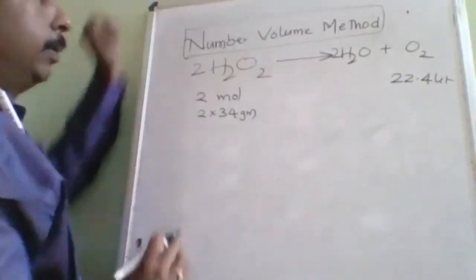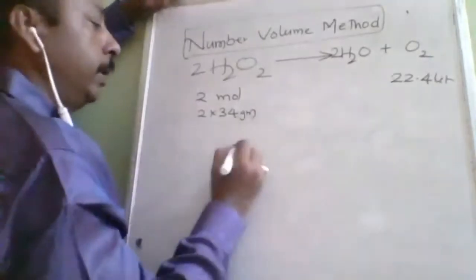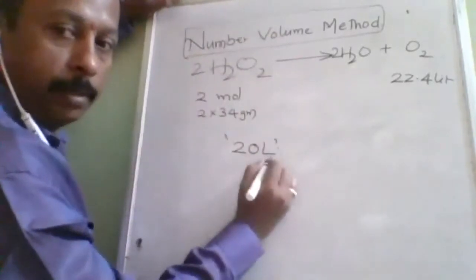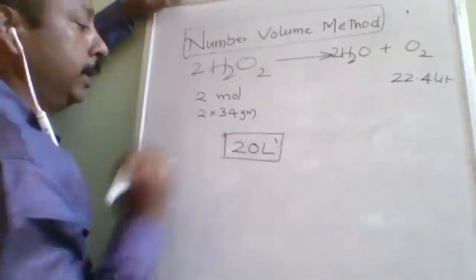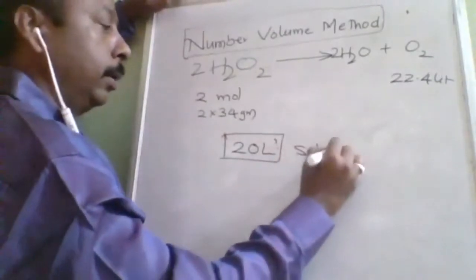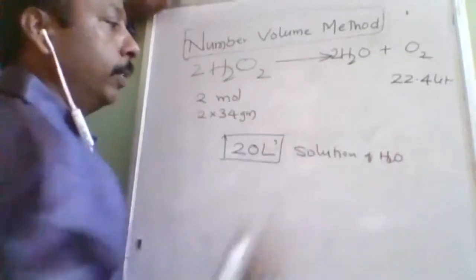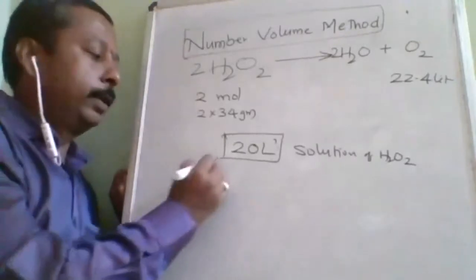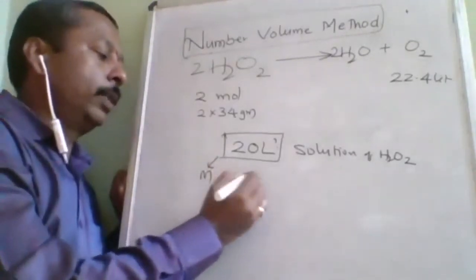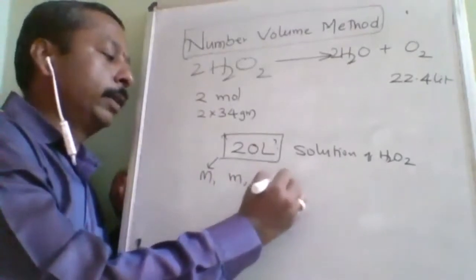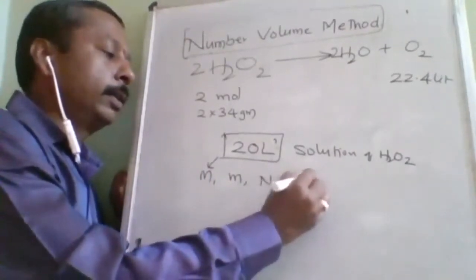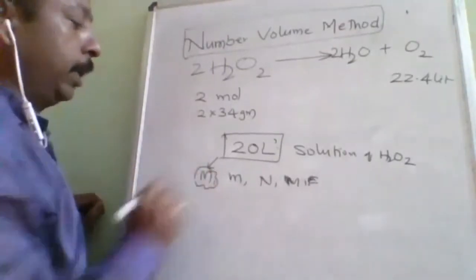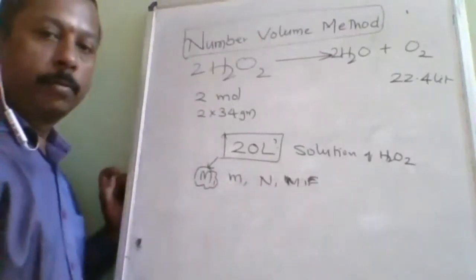Suppose our solution is represented as 20 liter number volume. The number is 20, the volume is in liters. So the number volume method, for example, 20 liter solution of H2O2, is given. Now everything you can convert: you can convert it into molarity, molality, normality, mass fraction, everything. I will tell you how. I think if I explain molarity, then all things will be well understood by you. Okay.